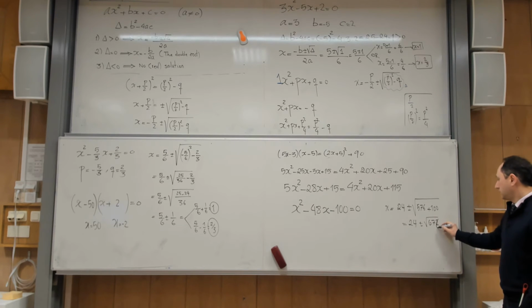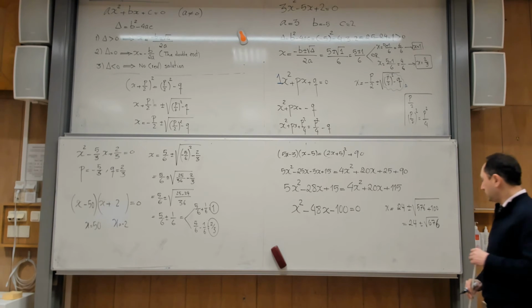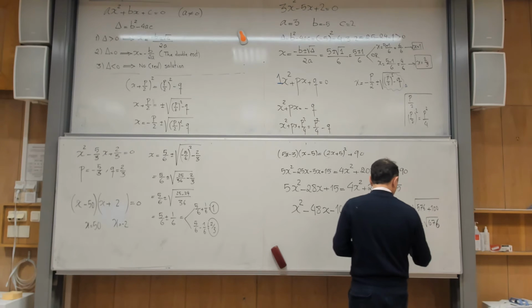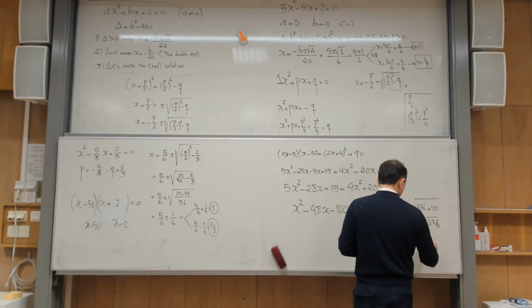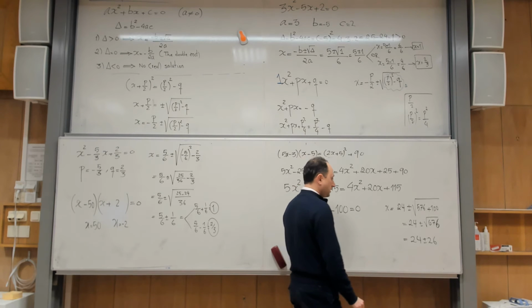But what is the square root of 676? Is it a complete square or not? Can you check it out? 26. Okay. So then it becomes 24 plus or minus 26. And then as you see, we have two answers.